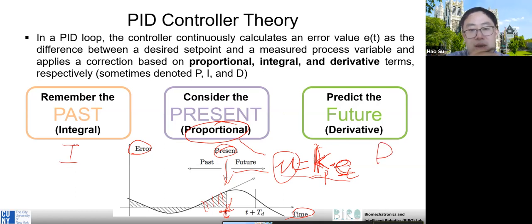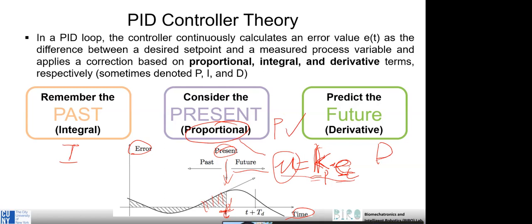Conceptually, can you think about why we need the P term? I think the P term makes sense, because we just give some gain to this error. Can you think about why we need the integral term and also the derivative term? Any idea? To calculate the future.